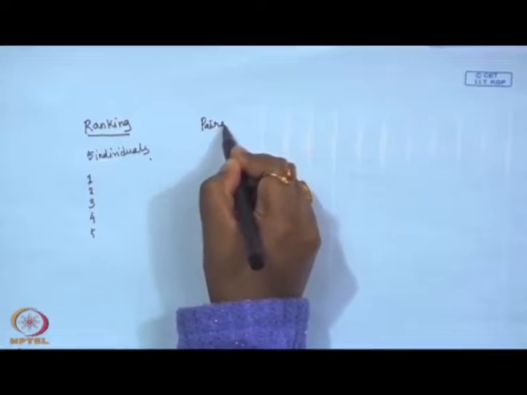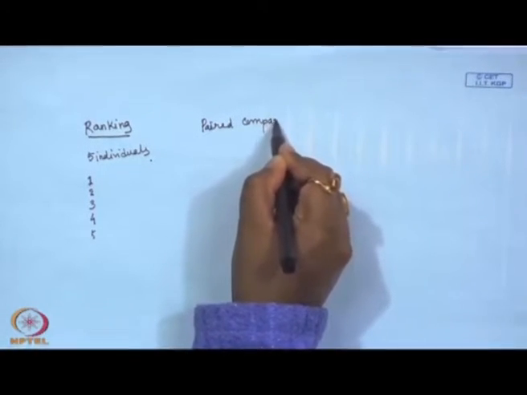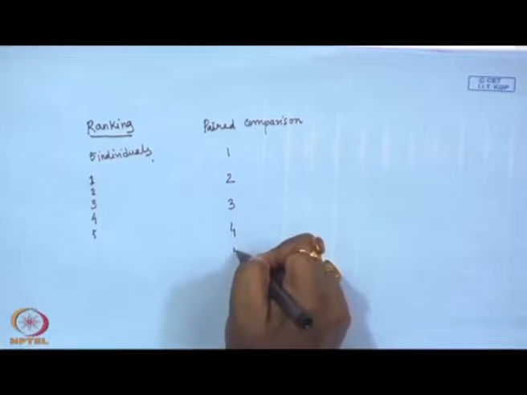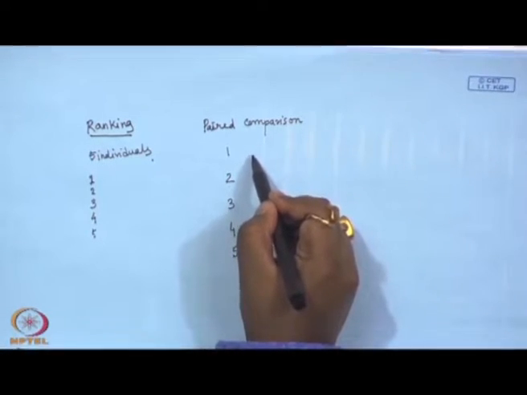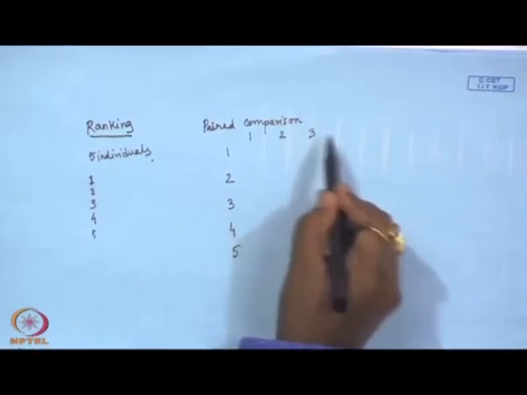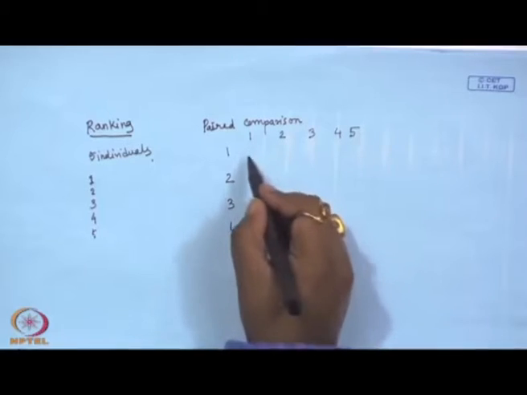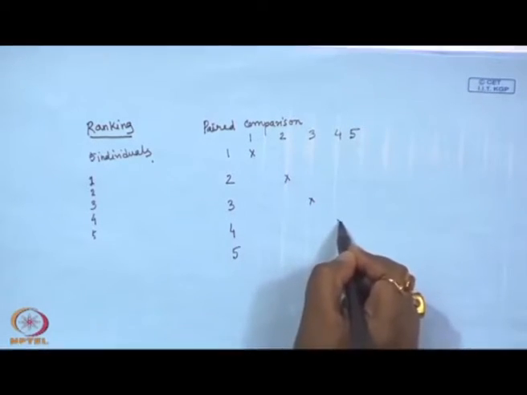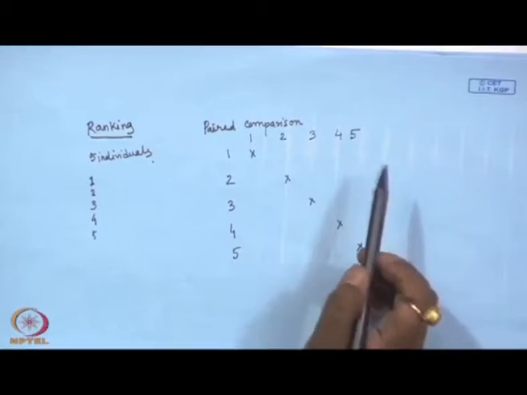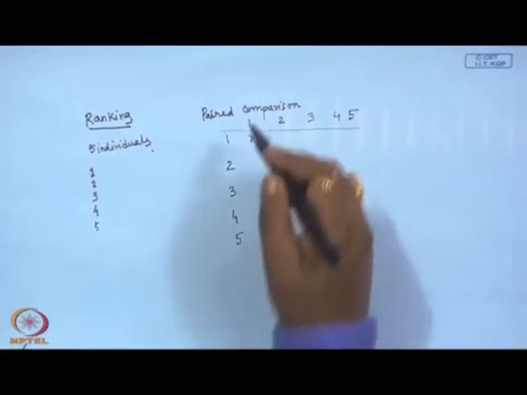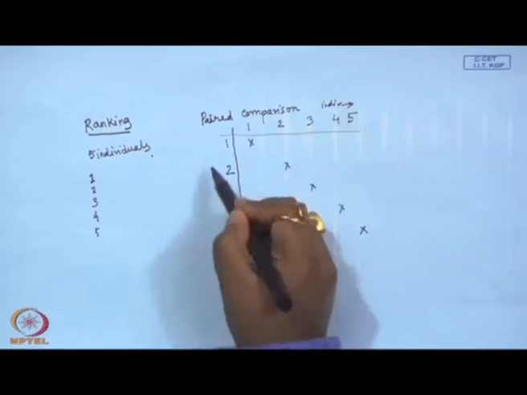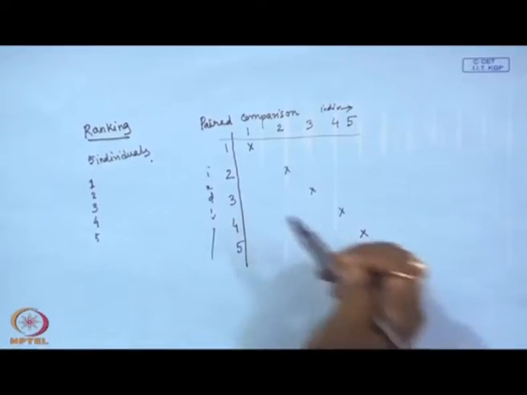But when we are talking of paired comparison, what we are trying to do is compare all the 5 individuals in pairs.